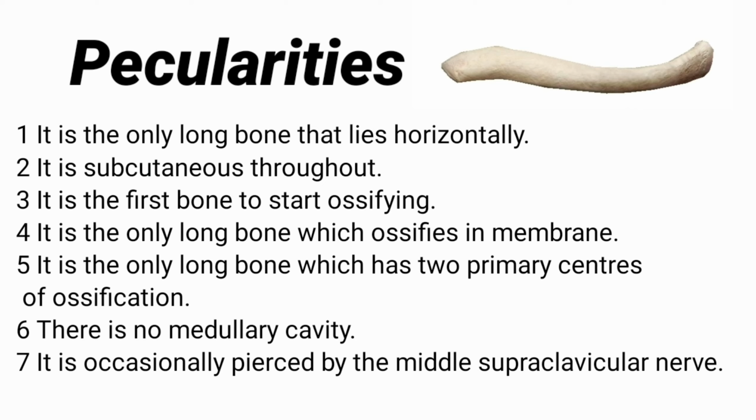Peculiarities of clavicle. It is the only long bone that lies horizontally in our body. It is subcutaneous throughout. It is the first bone to start ossifying. It is the only long bone which ossifies in membrane. It is the only long bone which has two primary centers of ossification. There is no medullary cavity. It is occasionally pierced by the middle supraclavicular nerve.